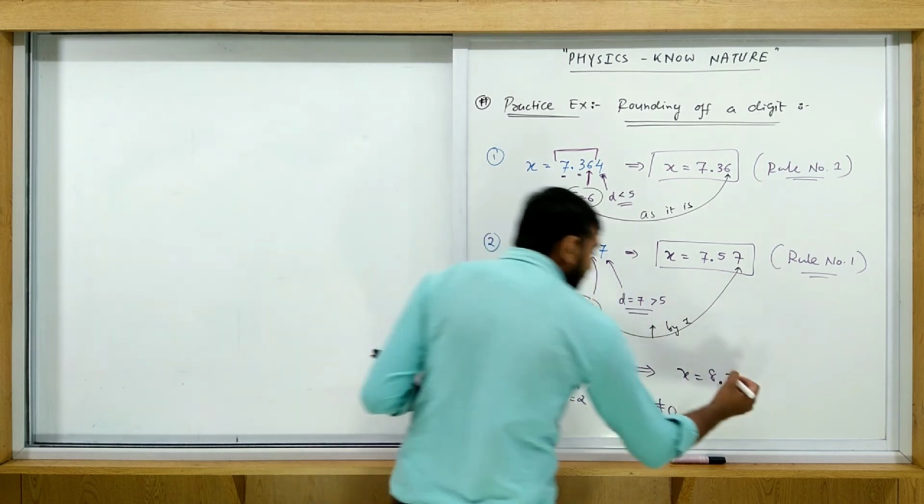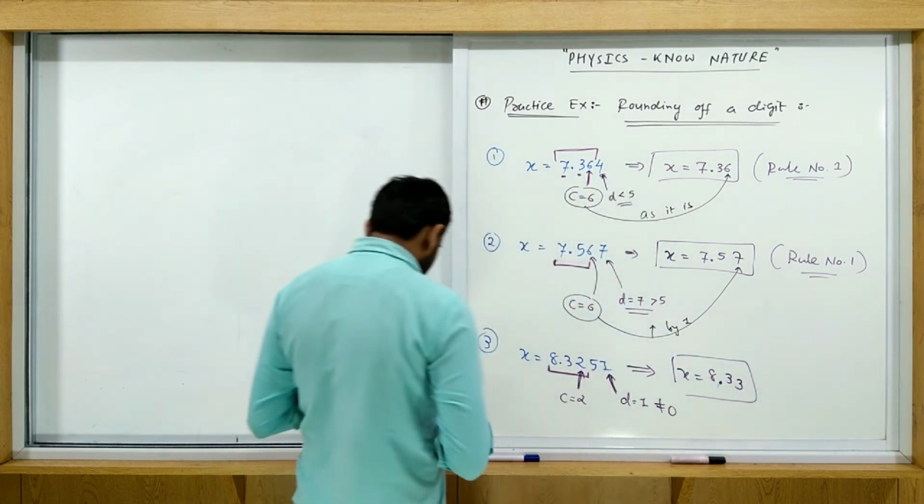This 2 is increased by 1. It again becomes 3. So this is our answer.